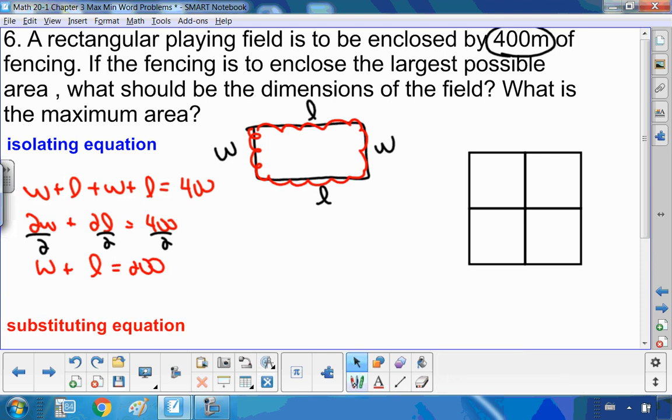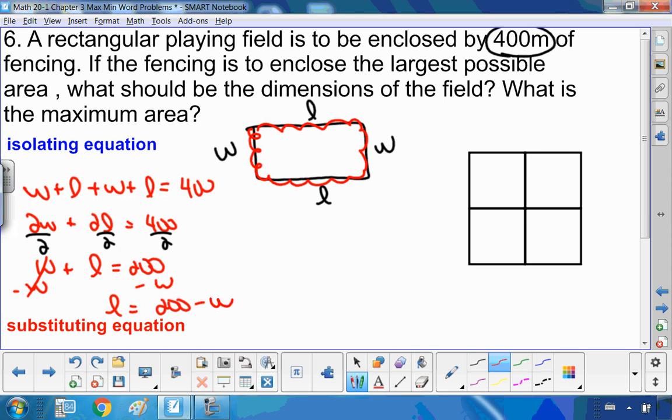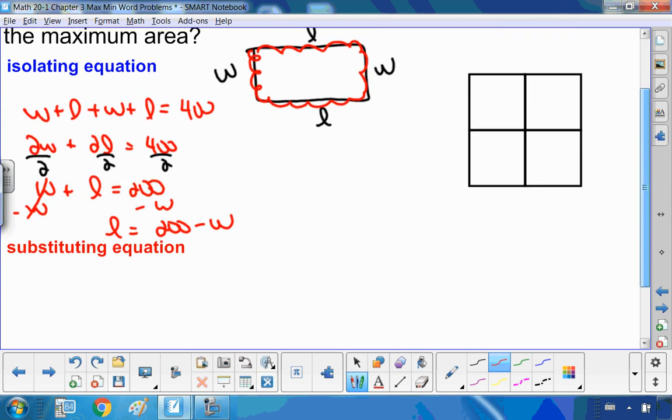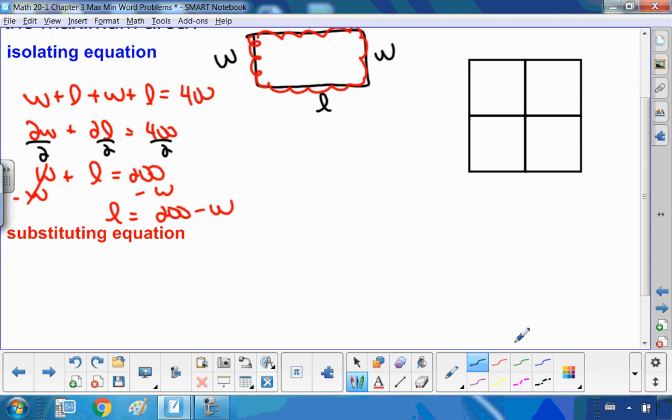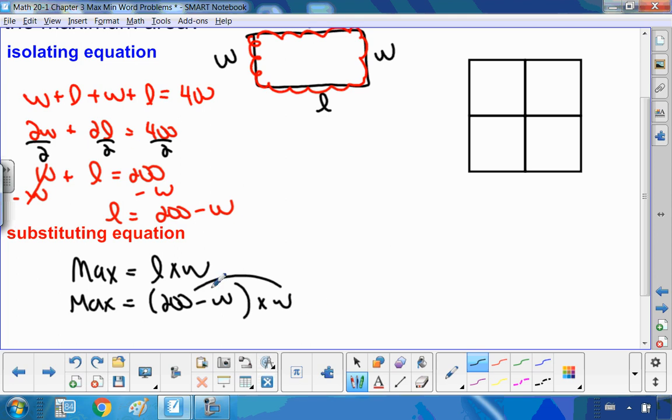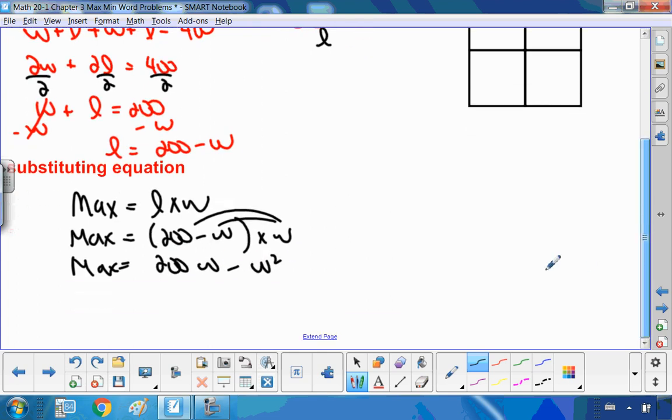So I just want to isolate for one of my variables, doesn't matter which one. I'm going to subtract W, and I end up with length is 200 minus width. So that's my isolating equation, which I will use in my substituting equation. I want the greatest possible area, which is max area, and that's length times width. So my max area is length, 200 minus W, times width. So we'll distribute that inside the brackets, and we end up with 200W minus W squared. Or let's write that with our leading coefficient first, negative W squared plus 200W.